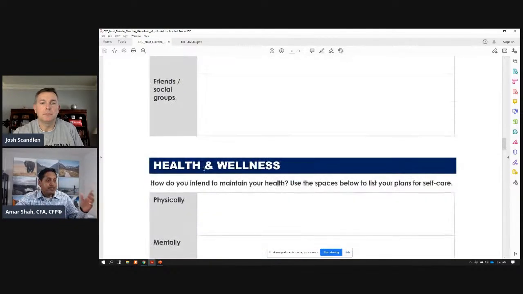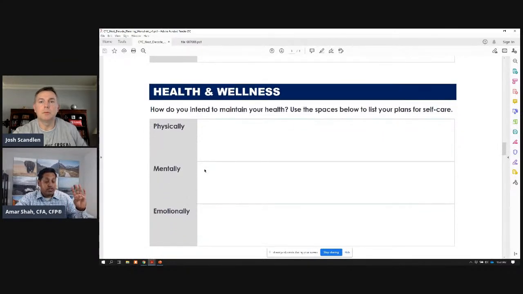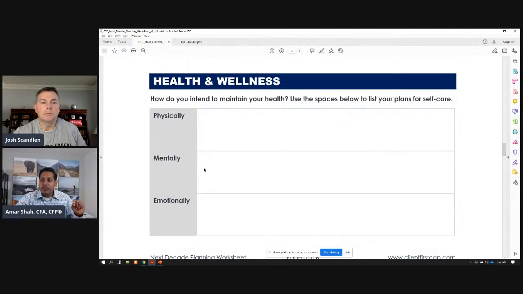And then step 4 is, how do you maintain your health in terms of physical health, mental health, and emotional health, so that you're able to do these things? This is the self-care aspect of it.